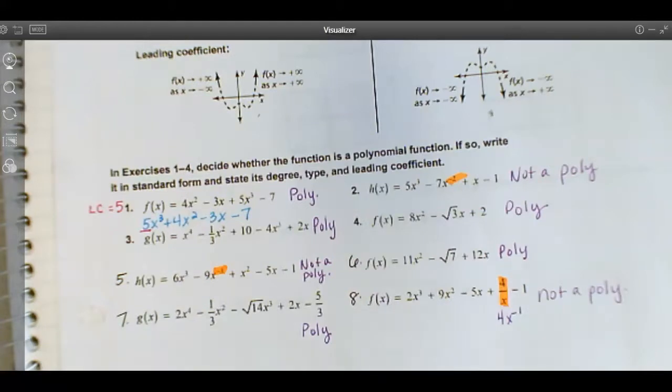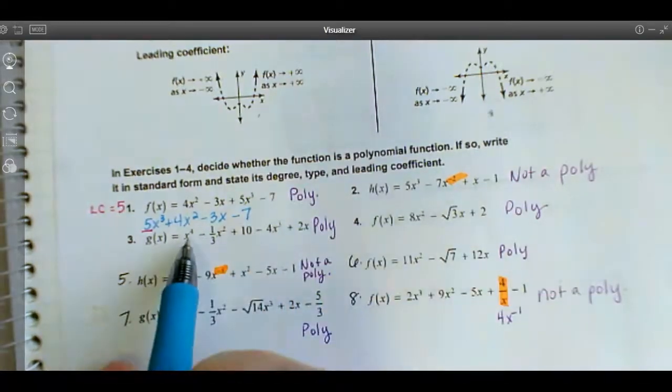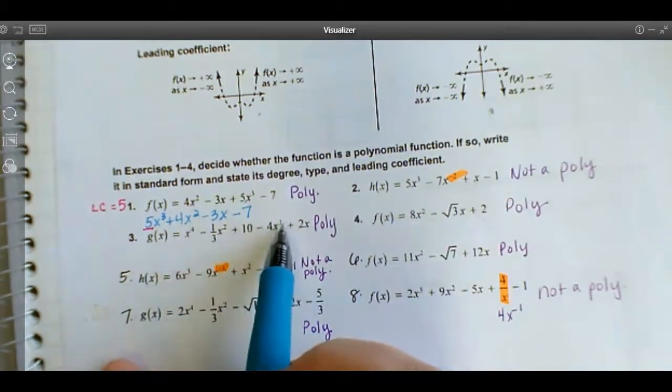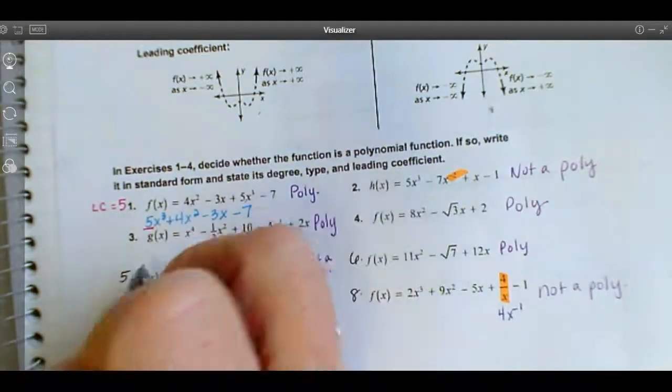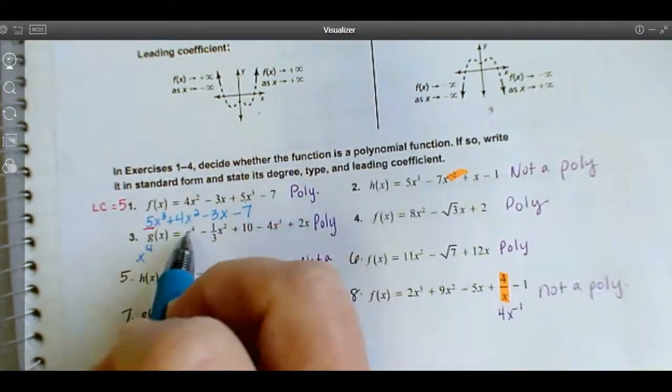Because number 2 is not a polynomial, we didn't have to do number 2, so we're just going to leave that one alone. Let's look at number 3. Look at our powers. We got 4, 2, nothing, 3, and 1. So 4 has to come first. So we would have x to the 4th.